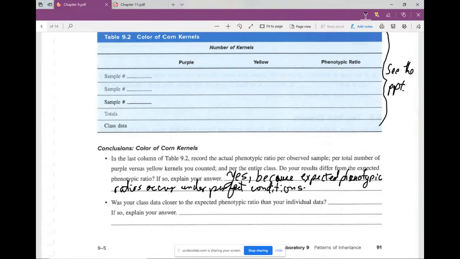Was your class data closer to the expected phenotypic ratio than your individual data? For most of you, it would have been yes. On occasion, some people would, what do you call it, some people would hit it right on the mark. But we're going to say yes anyway. Okay. Class data is closer to expected, right?